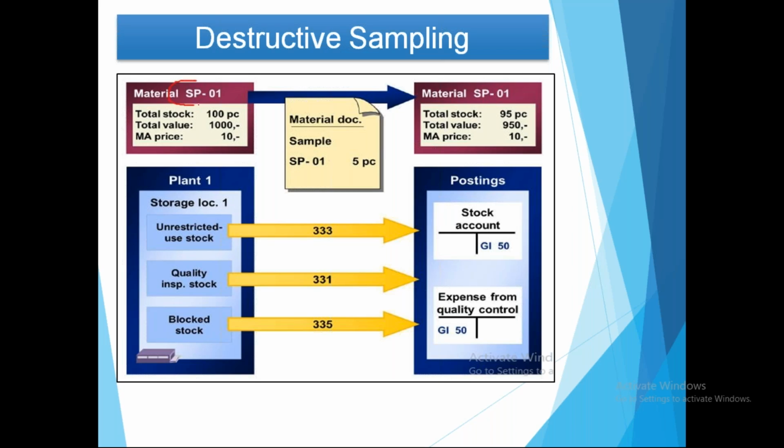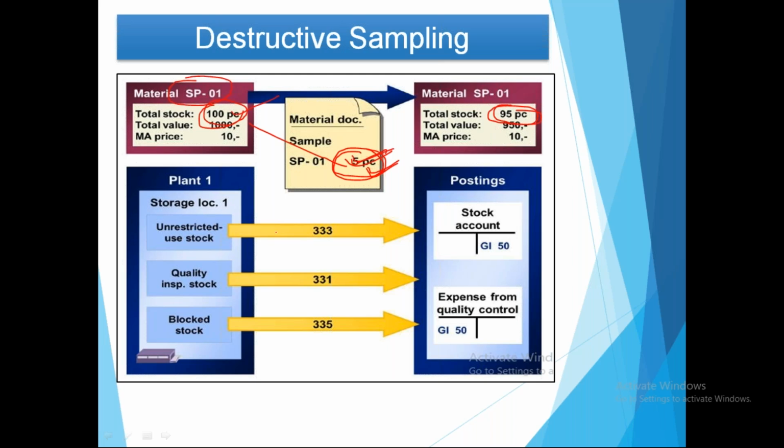You have a material. This material has 100 pieces, and to do quality inspection on these 100 pieces, you will take 5 pieces and do the quality inspection. During the quality inspection, these 5 pieces will be consumed. So now the new stock will become 95 pieces. Since the samples got consumed, this is called destructive sampling.